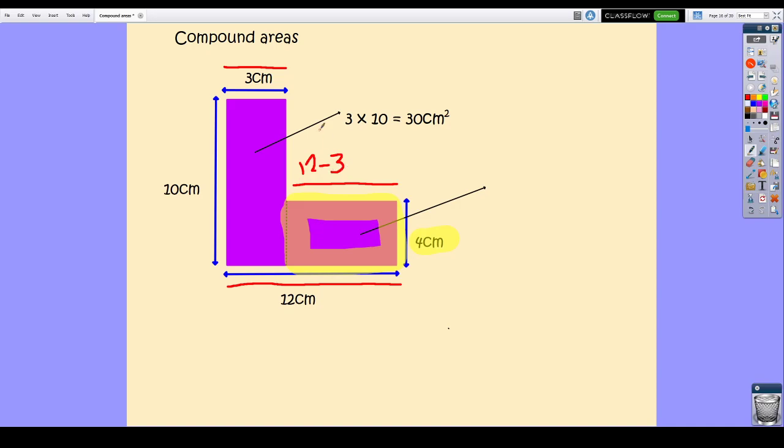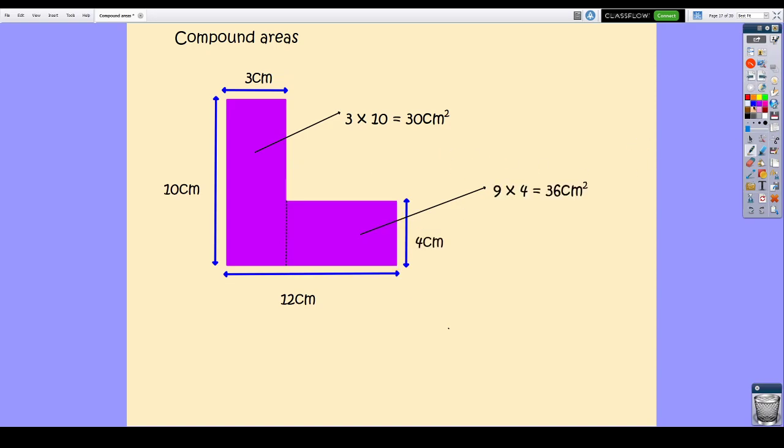Excuse my mouse handwriting there. So 12 take away 3 is going to give us 9 centimetres. And therefore this smaller rectangle at the right hand side is going to be 4 times 9 to give us its area. So we have 36 centimetres squared for the area of the one on the right. It's really useful if you've got diagrams to show how you've split them up, show the two separate calculations so we can check any answers later on.